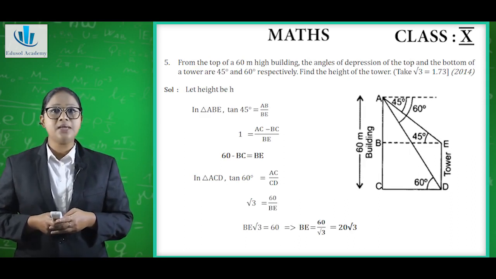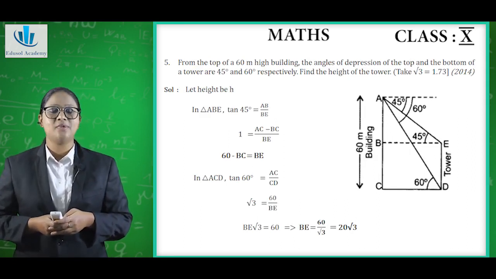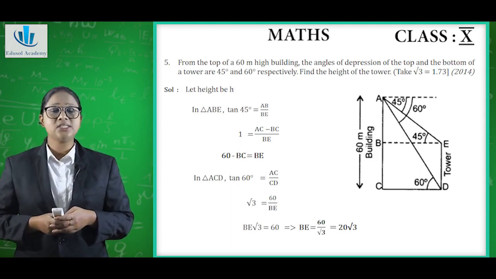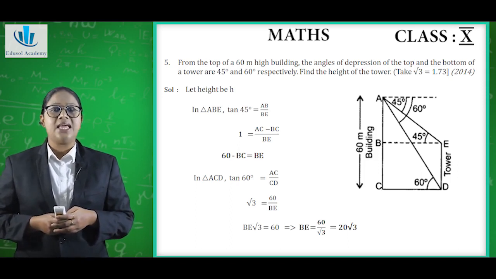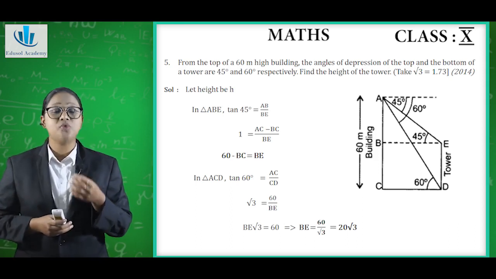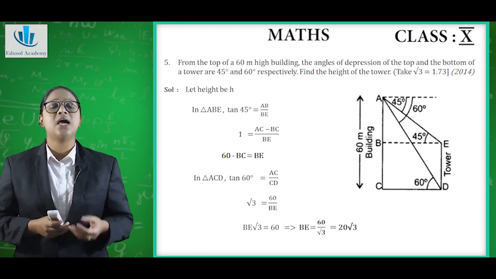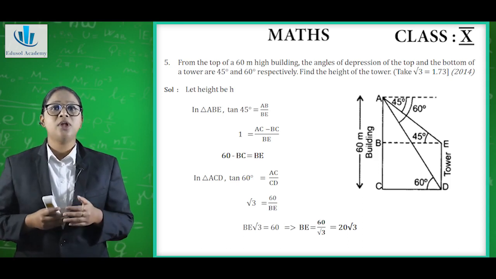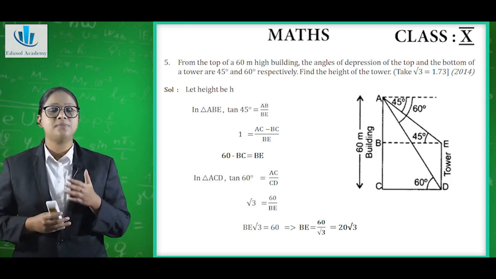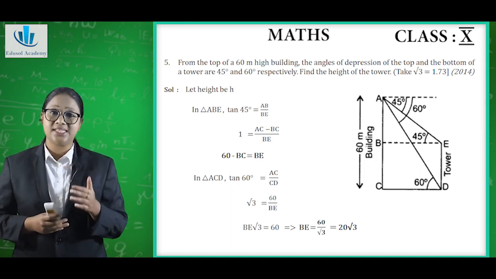From the top of a 60 meter high building, the angles of depression of the top and bottom of a tower are 45 degree and 60 degree respectively. Find the height of the tower taking root 3 is equal to 1.73. Now the building is AC, that is 60 meter tall, and the tower is ED. We are asked to find the height of the tower, so let that height be H. Now BE is equal to CD, and we don't know the gap between them, so let it be BE or CD as well.